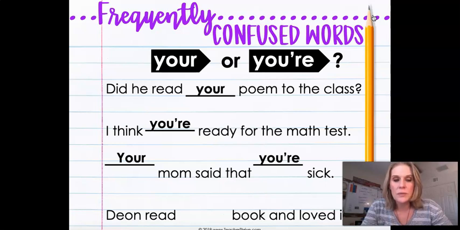Let's look at the last one. Dion read your book and loved it. You wouldn't say Dion read you are book, right? That sounds silly. So it is not the Y-O-U apostrophe R-E because that means you are. And whose book is it? It's yours. It shows ownership. So it's the Y-O-U-R. It's not his book. It's not her book. It's your book.